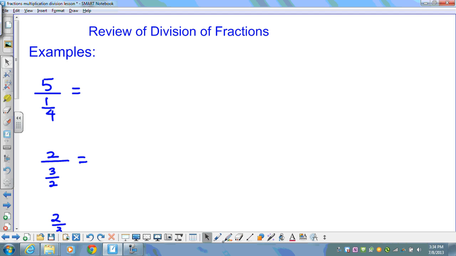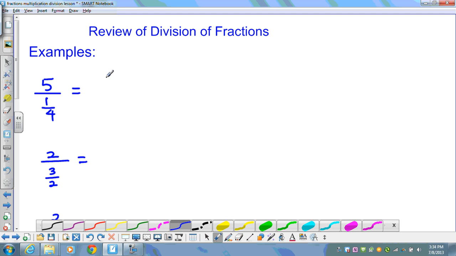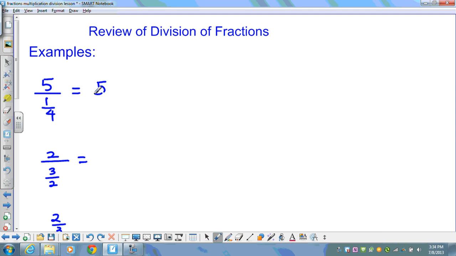And just a simple thing to remember is that when you're dividing fractions, you write the top one as it is, and you will multiply this by the reciprocal of the denominator. The reciprocal, you flip it upside down, so times 4/1, and there we have 20.